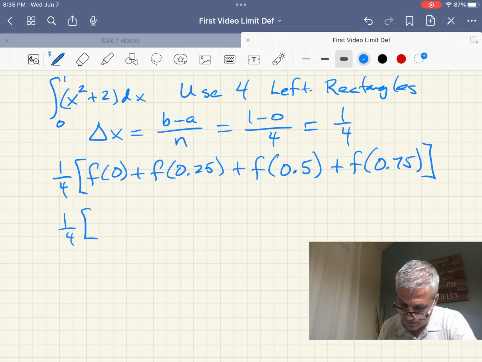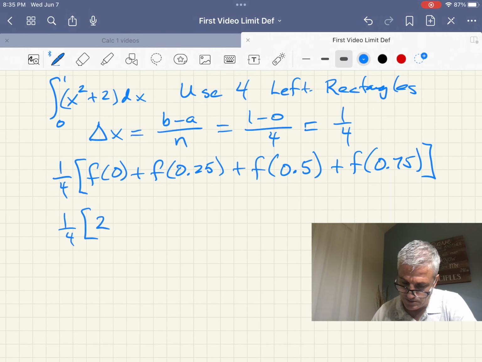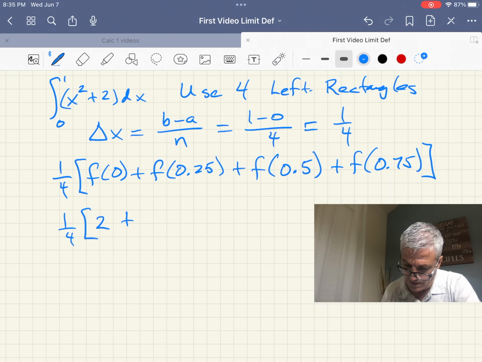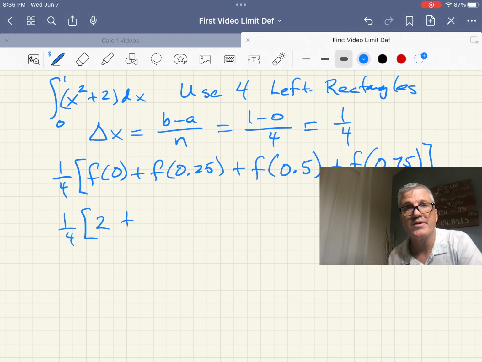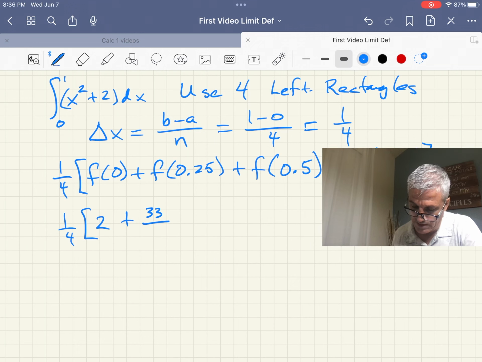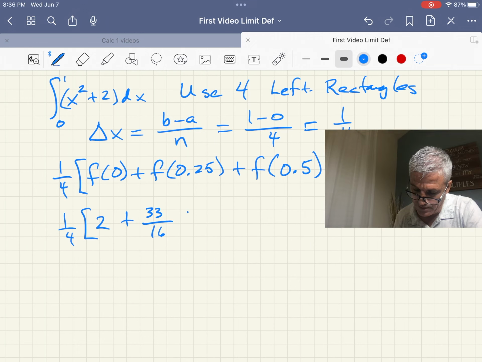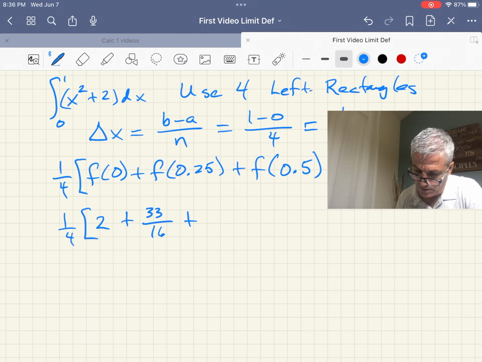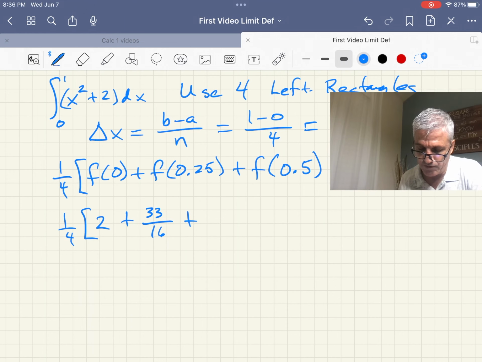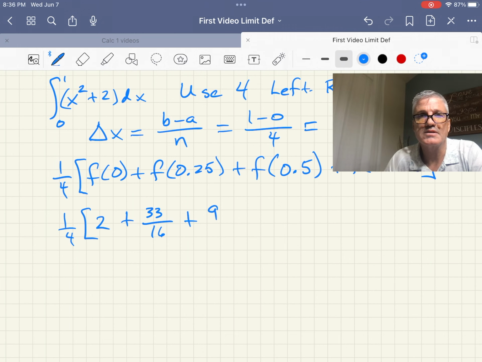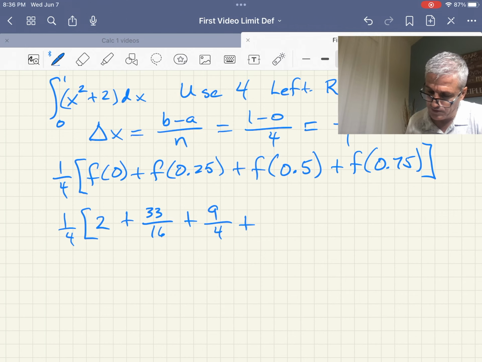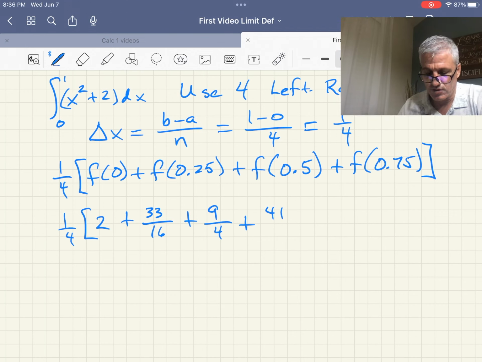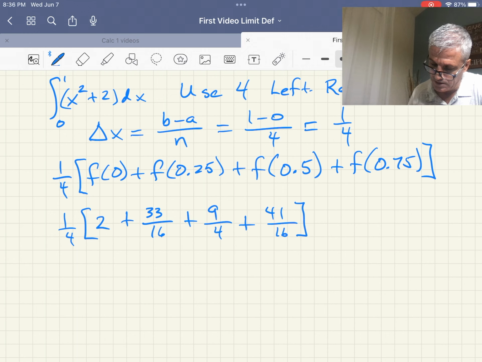So this would be 1/4 times, now if I plug in 0 into my function, I get 2 out. If I plug in 0.25, so that's a quarter, 1/4 squared is 1/16 plus 2, so that would be 33 over 16. Plus, now if I plug in a half, that's going to be 1/4. 2 plus 1/4 is 9/4. And then if I plug in 3/4, that's 9/16 plus 2 is going to be 41/16.